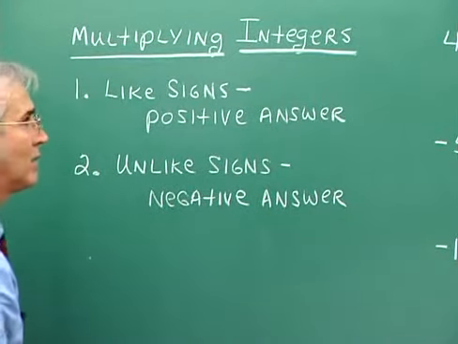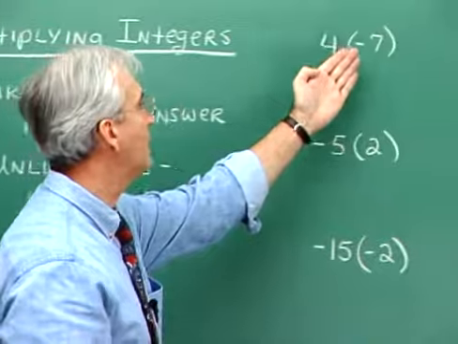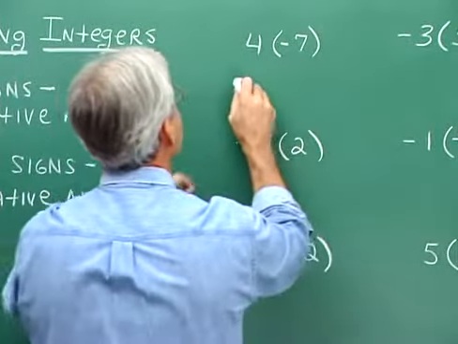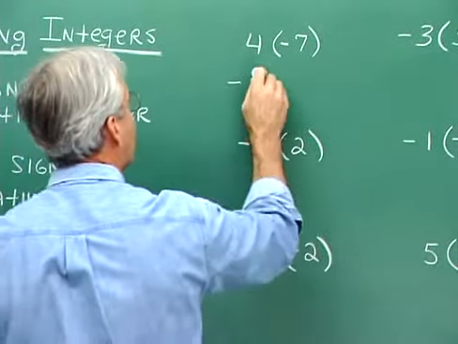So we can work problems like these. 4 times negative 7. Unlike signs, negative answer. 4 times 7 is 28.